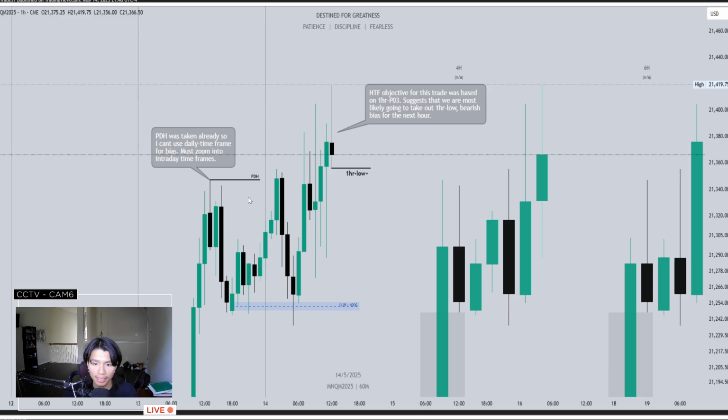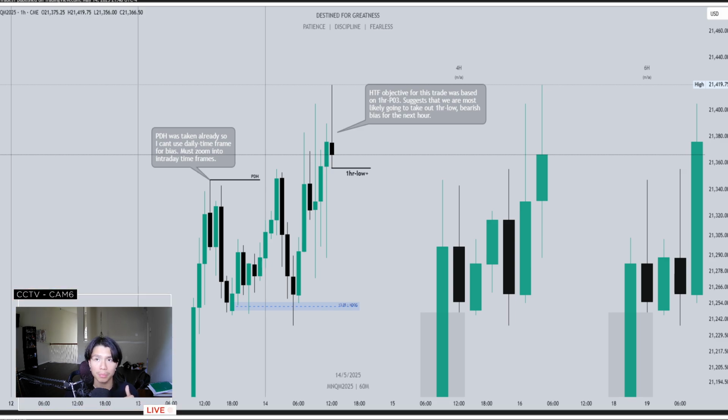That means that I can't rely on the daily time frame because we took out the daily high, and we also took out the 6 hour high, meaning I can't rely on the 6 hour time frame. So if I know that I can't rely on those higher time frames, such as the daily, the 6 hour, the 4 hour, right? My best bet is to zoom into the hourly time frame to possibly find an even more zoomed in approach.